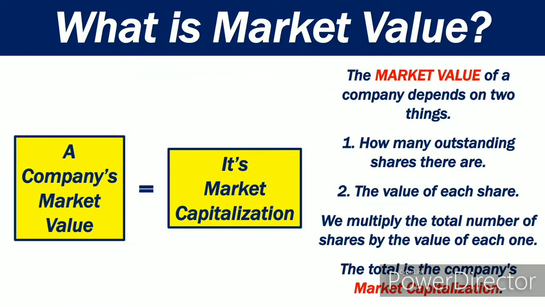The market value of a company depends on two things. 1. How many outstanding shares there are, and 2. The value of each share. We multiply the total number of shares by the value of each one. The total is the company's market capitalization.